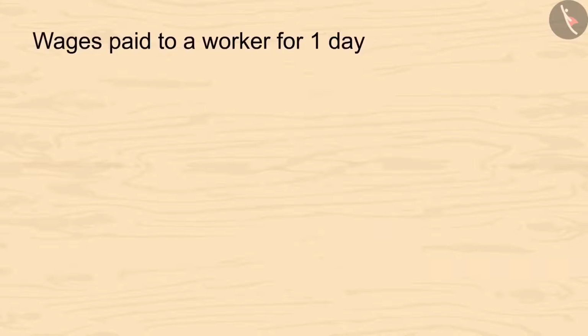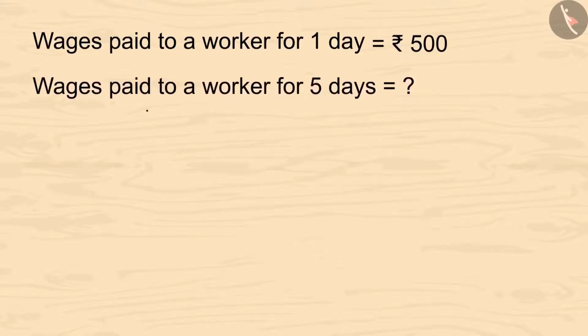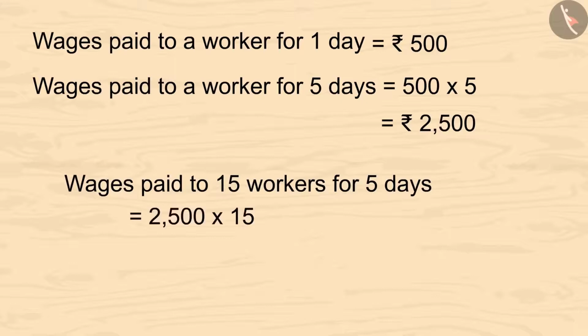Kareem pays 500 rupees to each worker for a day's work. So in total, how much money did Kareem pay them for 5 days of work? Kids, you can pause the video and calculate it. A worker got 500 rupees as wages for a day. So total wages for 5 days is 500 multiplied by 5 means 2,500 rupees.